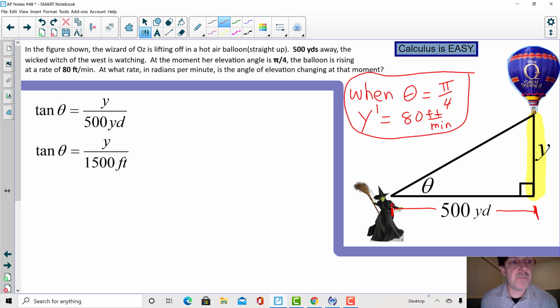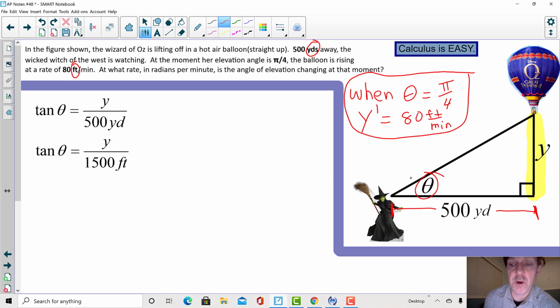Now this is the only problem that I've seen so far that we've done where they mix up yards and feet. So we've got to be very careful. We need to change them all to yards, or we need to change everything to feet. So what I'm going to do is I'm just going to change everything to feet. I know that for this angle here, we can come up with the ratio that tangent of that angle is going to be opposite over adjacent.